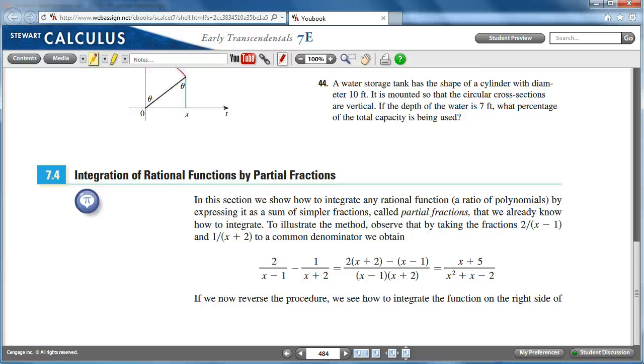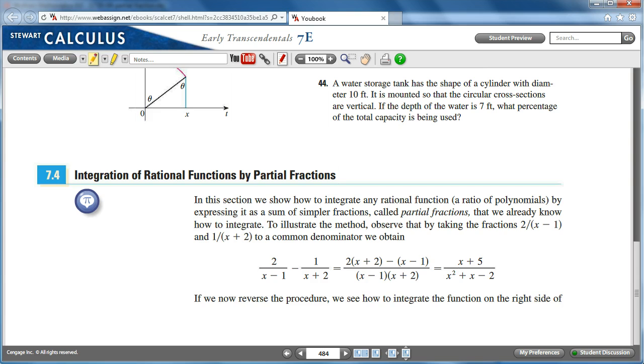Section 7.4, Integration of Rational Functions by Partial Fractions. This is going to be a challenge for both of us because a lot of problems here are really long and complicated. Well, did I say complicated? I take it back. That's not the right word. They're just tedious. Elementary but tedious.